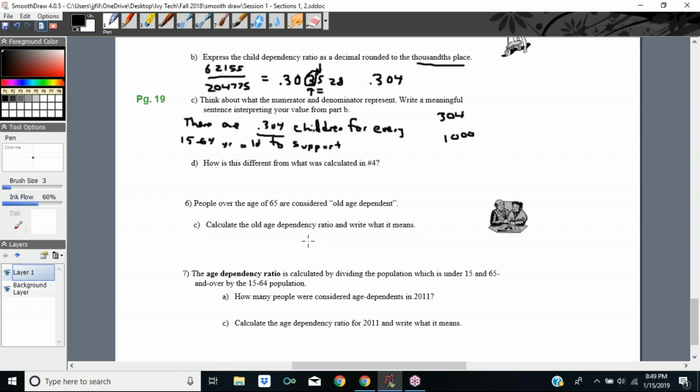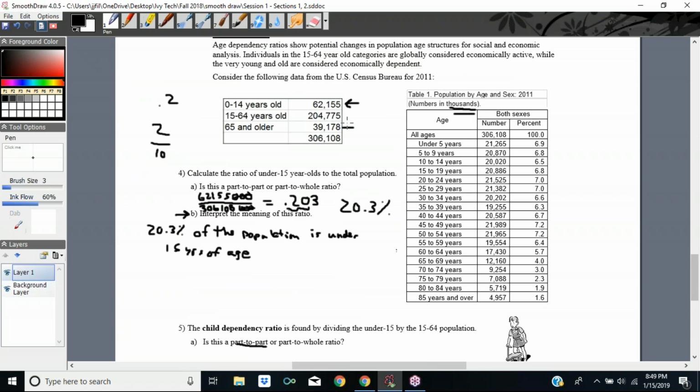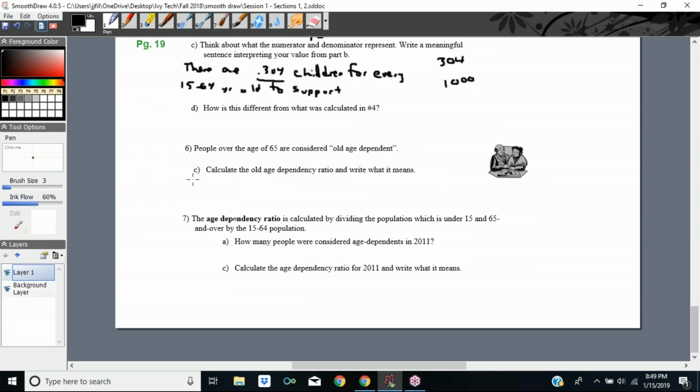So number 6 is the old age dependency ratio. Let's see, calculate the old age dependency ratio and write what it means. So the old age dependency ratio, now this is the 65 and older's 39,178 to that 204,775. And when we divide that, it looks like you guys are getting 0.191. Perfect. You should get 0.191.